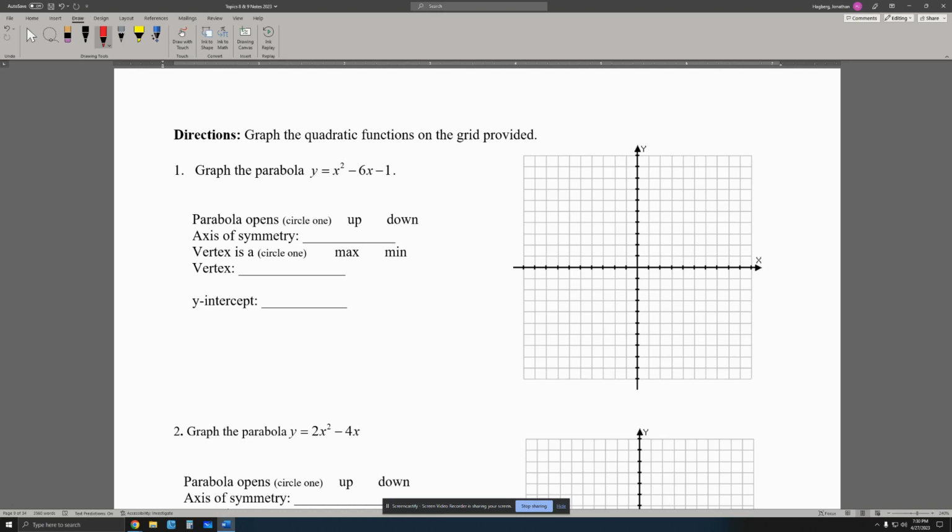All right, so let's get some practice. Graph the parabola y equals x squared minus 6x minus 1. All right, so first thing, we're going to find the axis of symmetry.